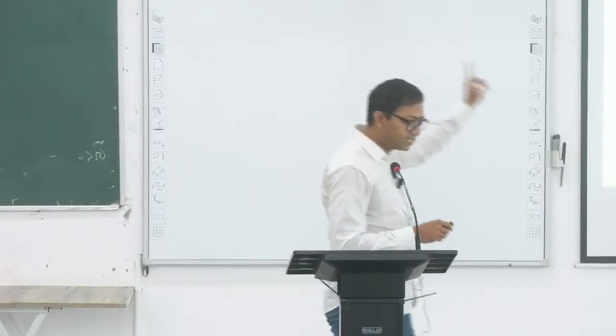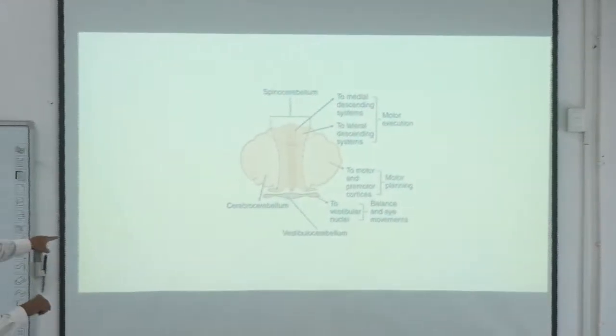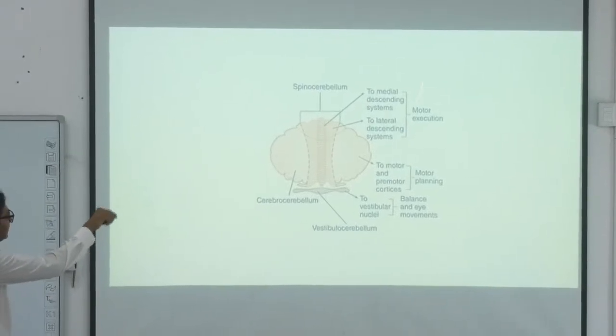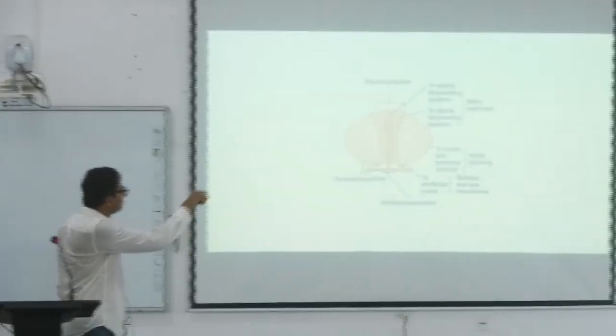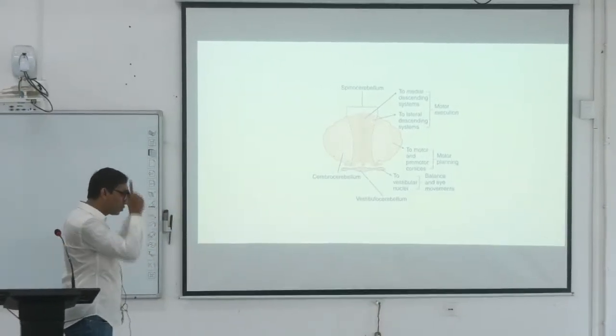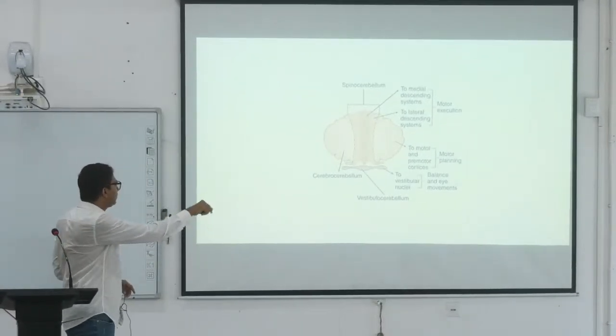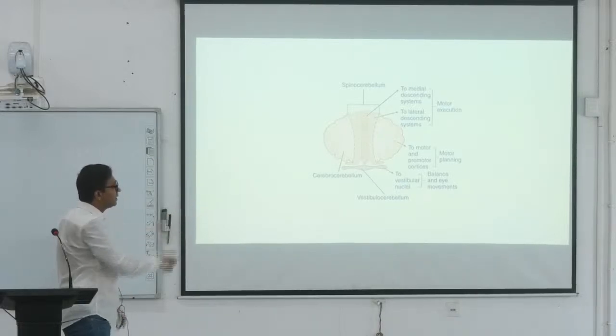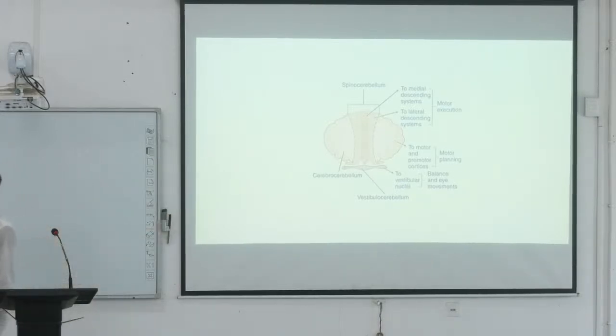So here is the functional subdivision of cerebellum, that is spinocerebellum, cerebrocerebellum and vestibulocerebellum. Spinocerebellum goes to medial and lateral descending system and the function is motor execution. The cerebrocerebellum goes to motor and premotor cortex, right? Function is motor planning. And vestibulocerebellum goes to vestibular nuclei and the function is balance and eye movement, right? Simple.